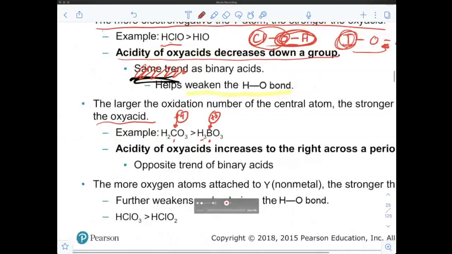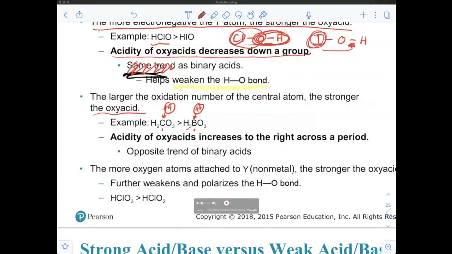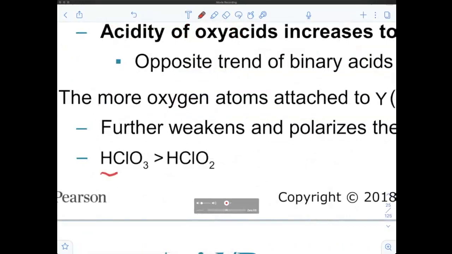Okay, so now moving on from here, the more hydrogens we have attached in the oxyacid, the more acidic, right? The more oxygens, the more acidic. So here we're looking at this example between HClO3 and HClO2. The number of H's is the same, one and one. The identity of the central atoms is the same, Cl and Cl. The number of oxygens is different, right? We have two here, we have three here. Since this has more oxygens, this is going to be a stronger acid.